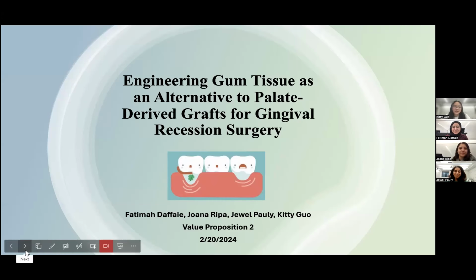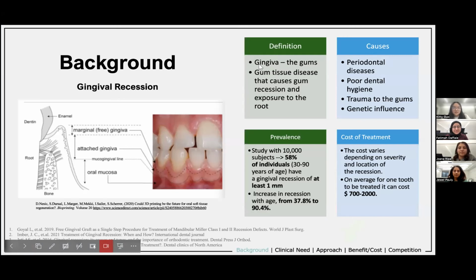I'm Jewel. I'm Kitty. And today we're going to talk about engineering gum tissue as an alternative to palate-derived grafts for gingival recession surgery. We're talking about gingival recession. The gingiva refers to the gums, and the gum tissue disease refers to the recession.